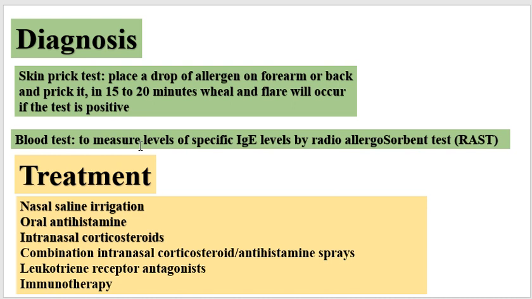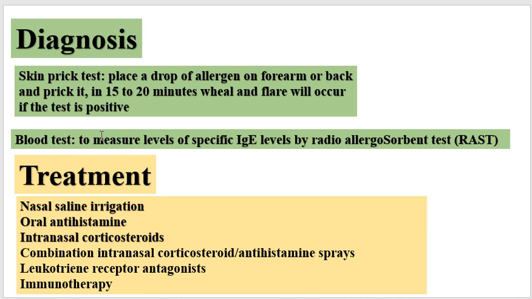So, diagnosis: skin prick test, and this is to place a drop of allergen on the forearm or back and prick it. In 15 to 20 minutes, wheals and flares will occur if the test is positive. Also, blood tests may help in determining the specific IgE antibodies by running a test known as the radioallergosorbent test, or RAST.